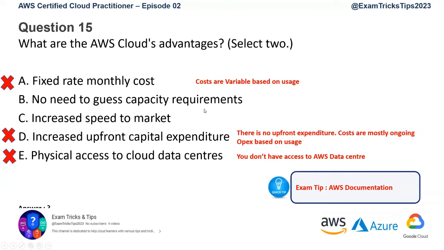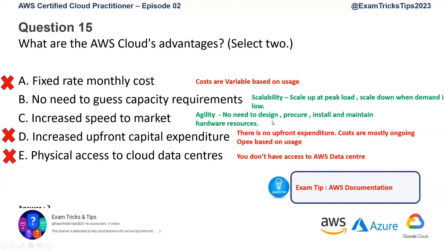In case of cloud, you don't have to guess the capacity requirement, because that's part of the scalability aspect of cloud. You put your requirements, and based on your load, AWS will take care of scaling servers up and down based on what you need. Second, C, increase speed to market. That's part of the agility that you get out of AWS.